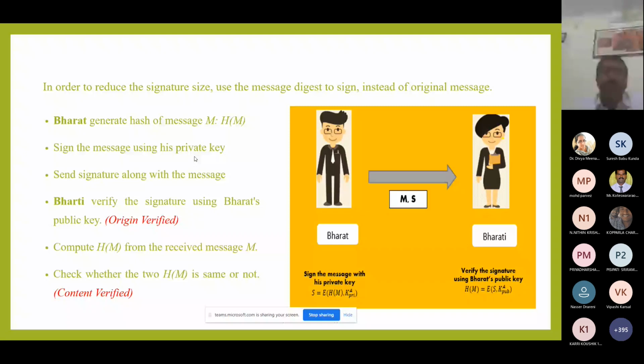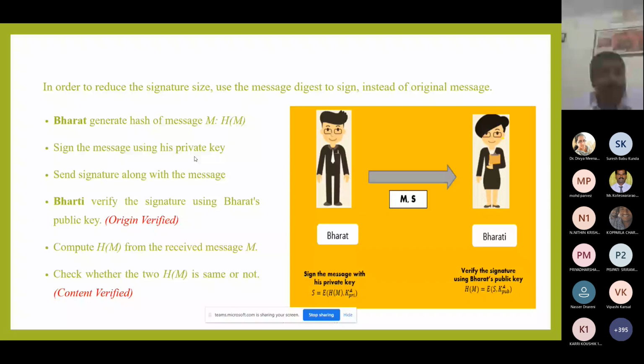Second, she will compute the hash of the message received from Bharat, and she also receives one hash from the signature. Once Bharti compares these two hash values, if the two hash values are the same, it means the message is not tampered. And if the two hash values are not the same, it means the message has been tampered. So if the two hash values are the same, it is verified.